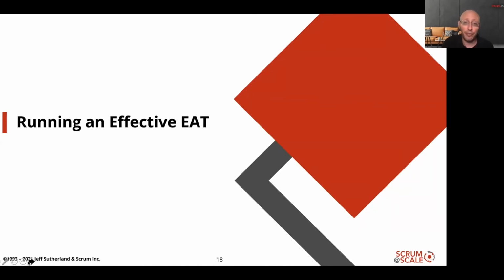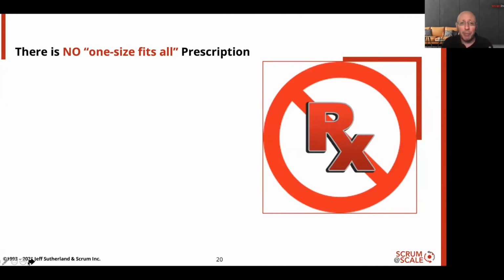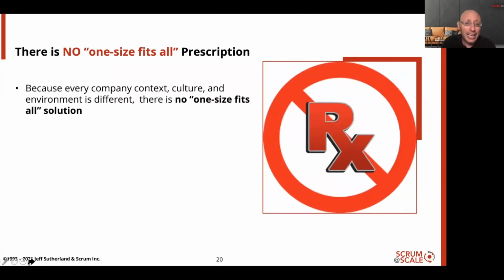Now, how do you run an effective executive action team? That's the second goal that we wanted to achieve. So again, thinking about the accountabilities, let's look at it from that lens. When it comes to the strategic part of this and executing that strategy and owning that backlog, well, that's kind of simple. You have to make one. So the first thing you want to remember is taking somebody else's might not work for you. And that's because every company context, culture, and environment is different. So there's no one size fits all solution. That's a really important thing to recognize before you start.